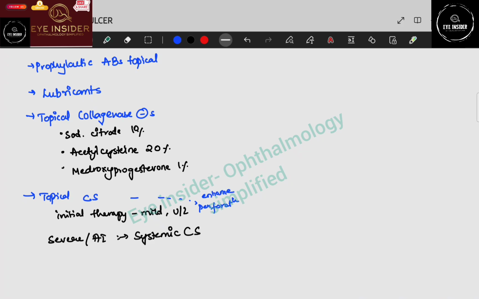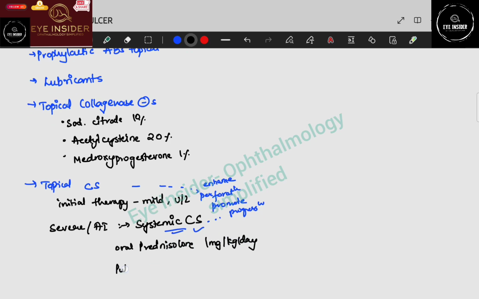So this was regarding systemic corticosteroids. We have to give oral prednisolone 1 mg per kg per day, and if it is progressing, then we have to add pulsed methylprednisolone 0.5 to 1 gram per day for 3 days.